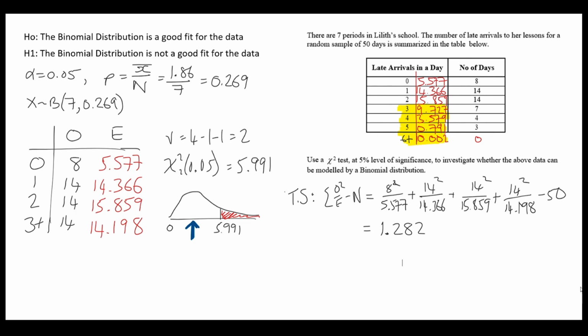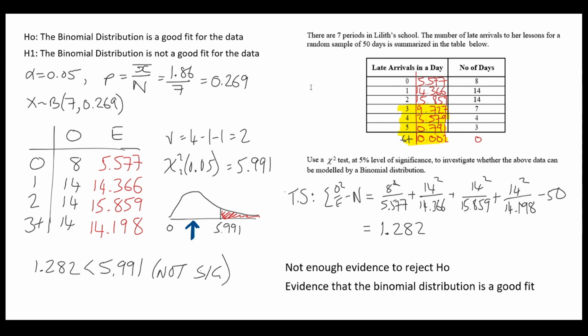Okay, let's just formalize this. 1.282 is less than 5.991. It's not significant, and we'll finish with our 2 standard conclusions. One mathematical, saying there is not enough evidence to reject H0, and the other in context, saying there is evidence that the binomial distribution is a good fit.